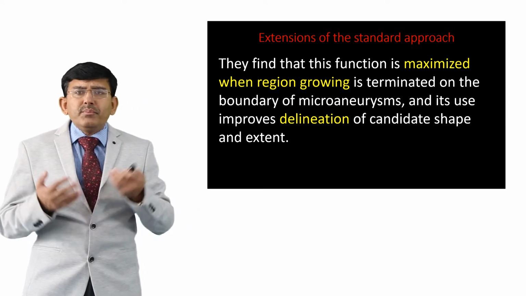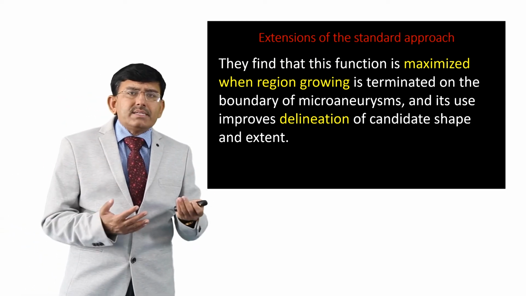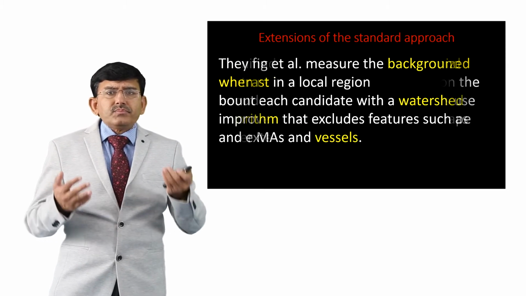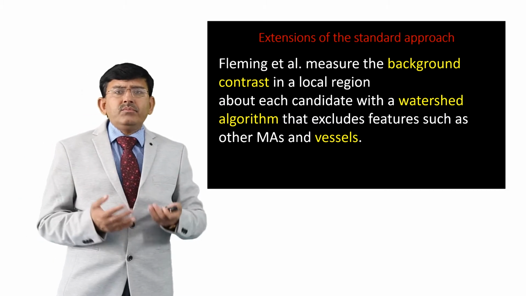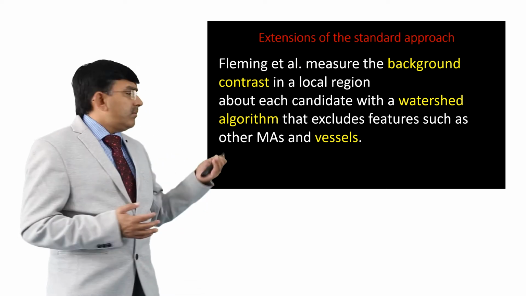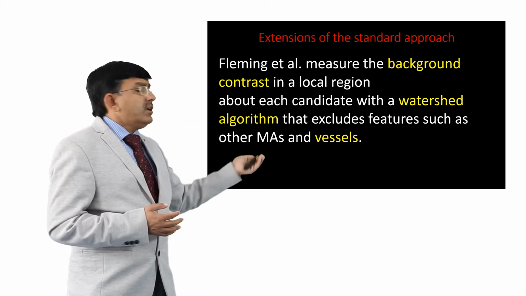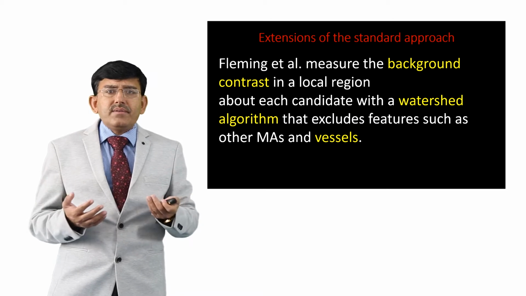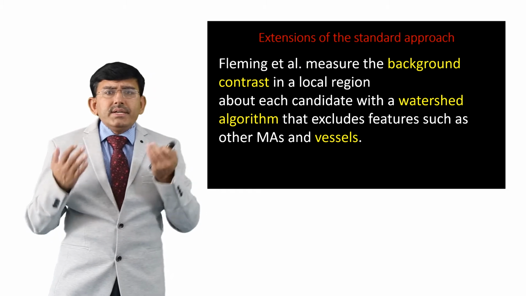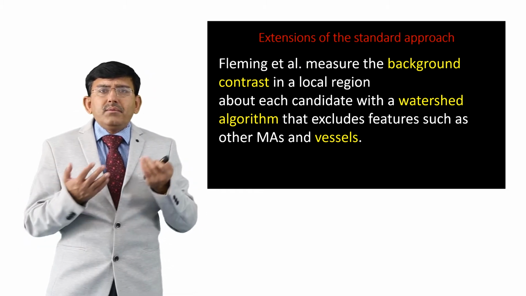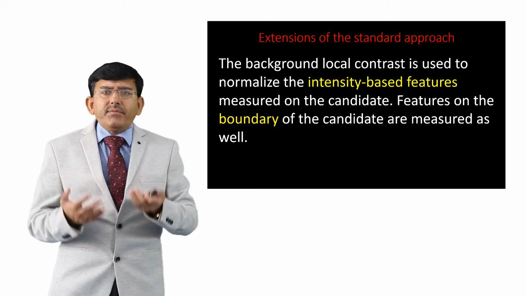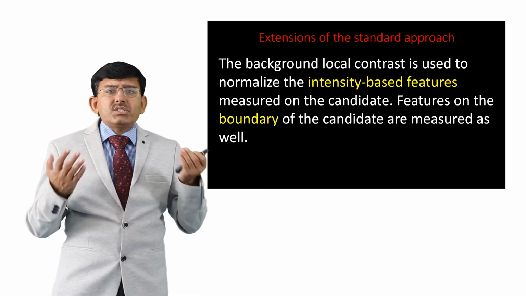Fleming and his group measure the background contrast in a local region about each candidate with a watershed algorithm that excludes features such as other microaneurysms and vessels as lesions. The background local contrast is used to normalize the intensity-based features measured on the candidate. Features on the boundary of the candidate are measured as well.